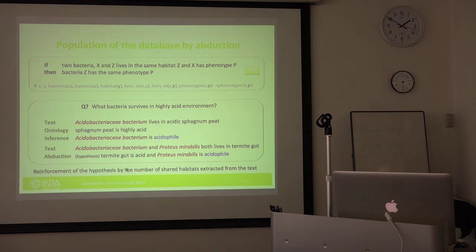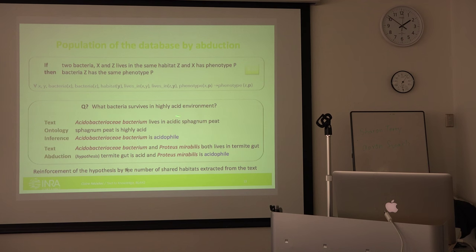One step further, when we have derived the phenotype, we could maybe say something about the other bacteria that are living in the same environment. It may happen that we know nothing about these bacteria. So here is another rule. If two bacteria X and Y live in the same habitat Z, and we know that X has phenotype P, but we don't know anything about bacteria Y, maybe we could derive that bacteria Y has the same phenotype P.